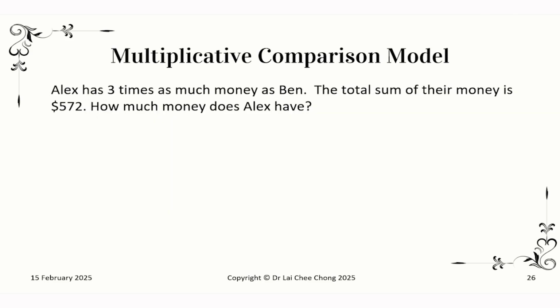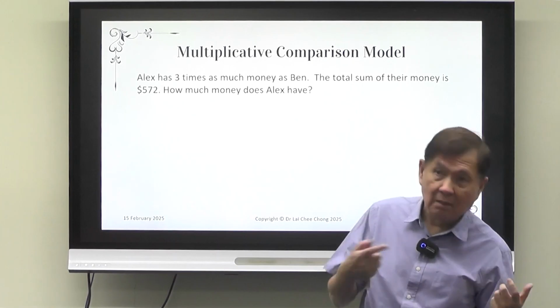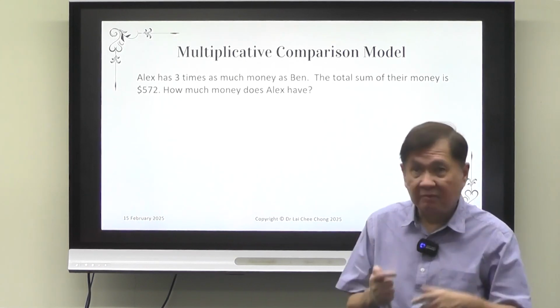Now, another kind is the multiplicative comparison. What does that mean? When you see, how many times, Alex has 3 times as much money as Ben. 3 times as many as. Now, these two expressions are very commonly used in mathematics. Make sure that you can understand what they mean: as many as, as much as. Ask them, who has more? A has as much as B. Who has more? A has more or B has more? You ask them this kind of question to figure it out, okay?